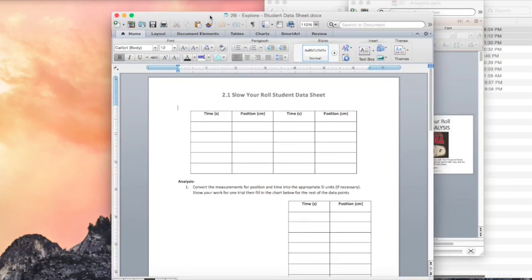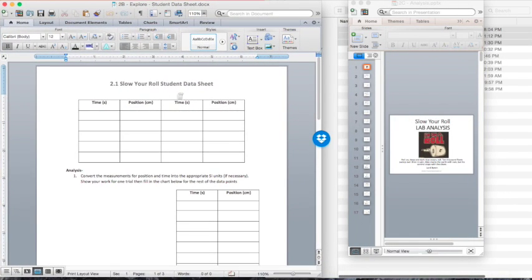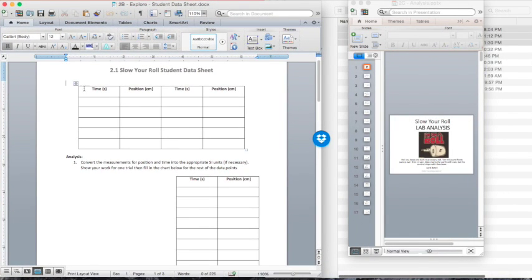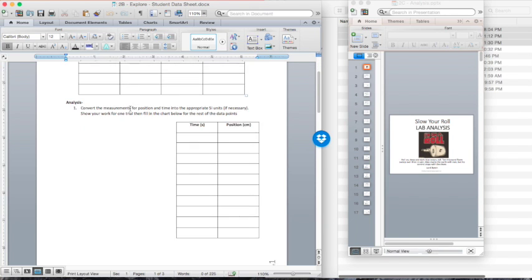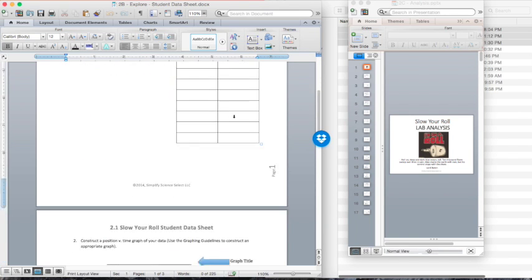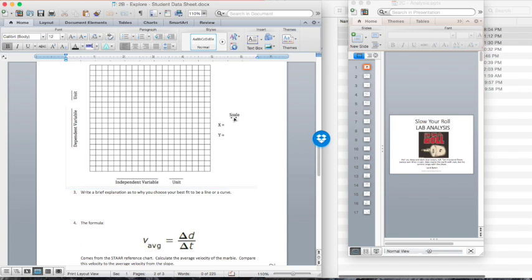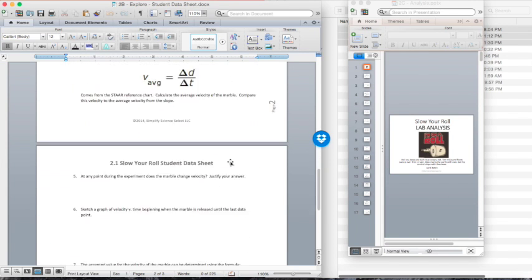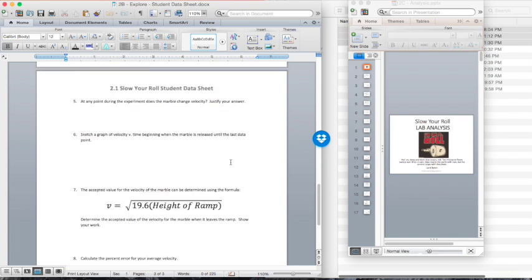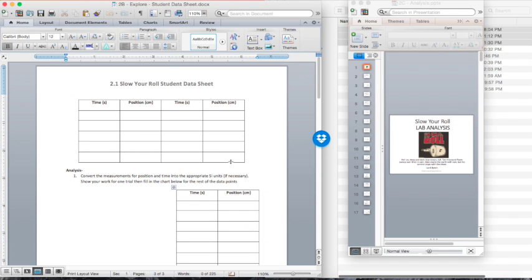But we also include this document right here, which is our student data sheet. The student data sheet provides them with tables for the data. It provides them with the analysis questions that they can use. It provides them with structured templates for the graph, and it walks them through the analysis questions. So this right here is something that you probably would not include if you're using lab notebooks.